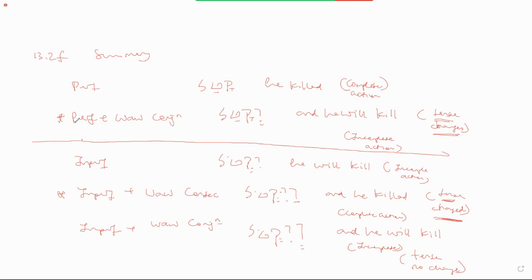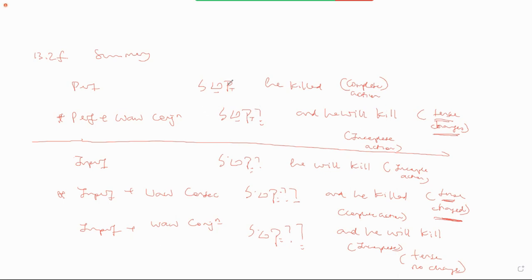Which one? This one, perfect and vowel conjunction, yes, and then imperfect and vowel conjunction. Yeah. When we translate, it is the same, and he will kill. But then why does the Hebrew write it differently? Because the meaning is the same, right? It depends on the sentence.